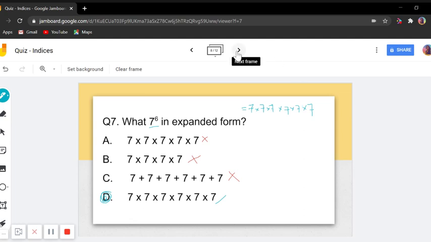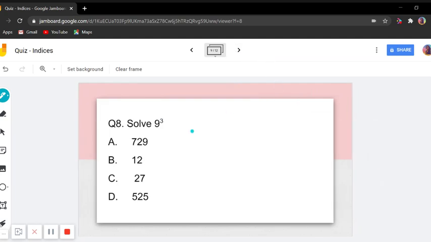Alright, let's take a look at question number 8. The question asks solve 9 to the power of 3. Alright, so let us solve this question. What is the base number here? The base number is 9. And how many times does it multiply by itself? It is 3 times. So 9 will multiply by itself for 3 times. Let's write it 3 times. 1, 2, and 3.